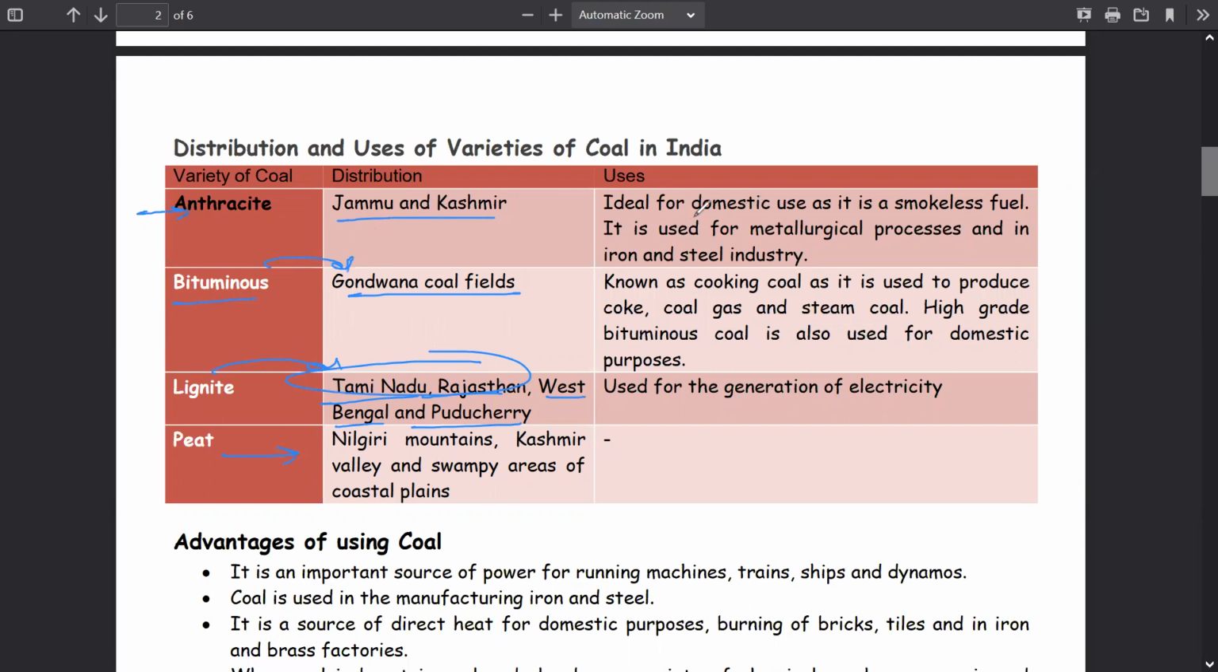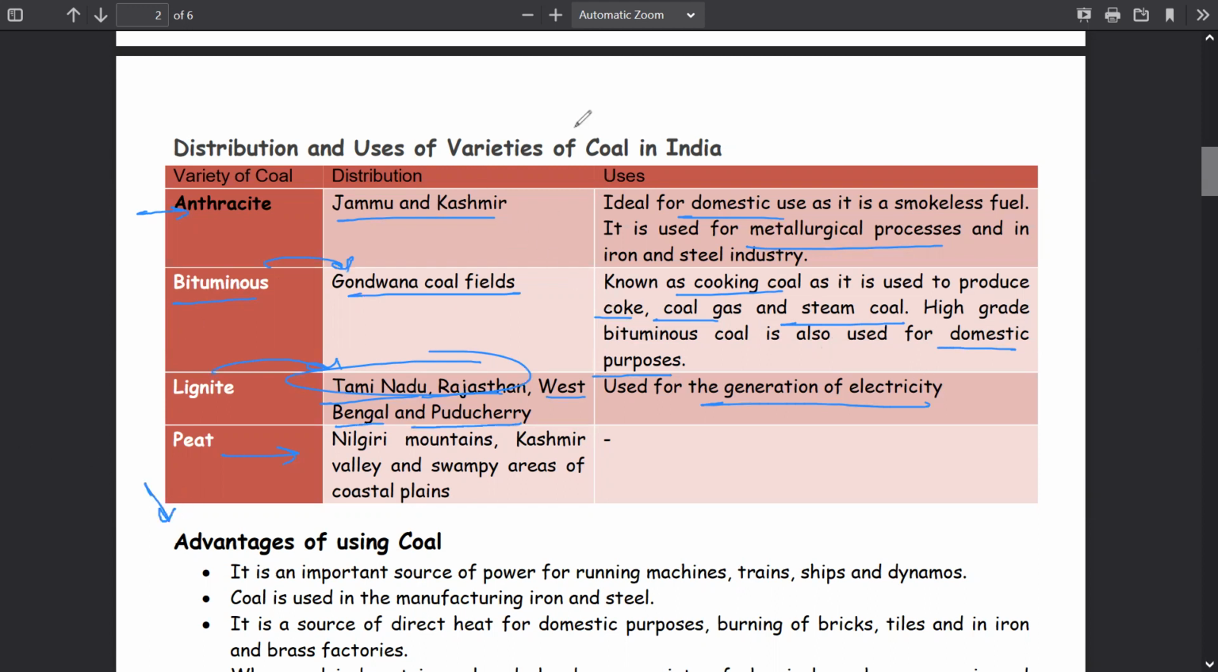So what are the uses of anthracite? It is ideal for domestic use. It is used for metallurgical processes in iron and steel industry. Bituminous, known as cooking coal, as it is used to produce coke, coal gas, and steam coal. High-grade bituminous coal is also used for domestic purposes. Lignite is used for generation of electricity.